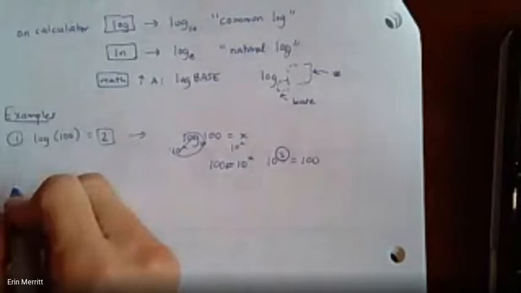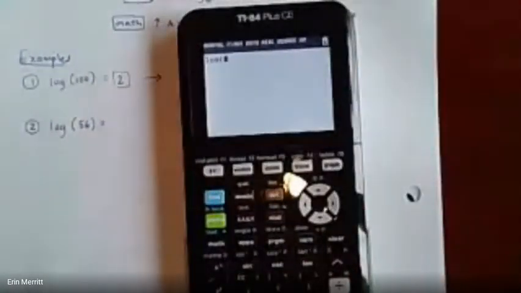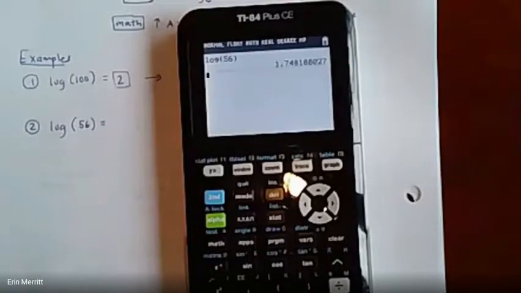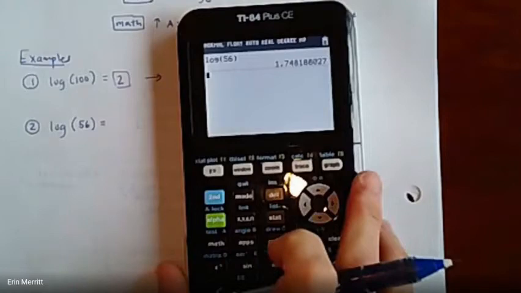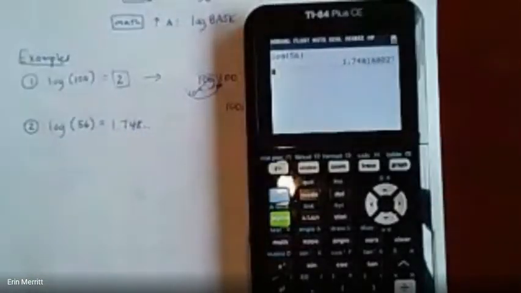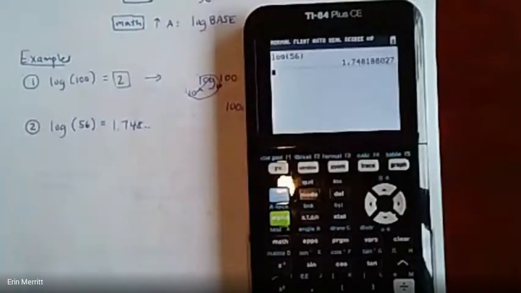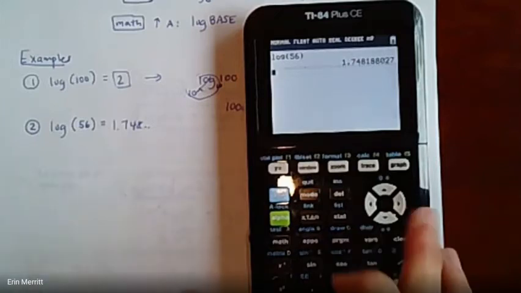So what if I ask you to evaluate the log of something like 56? Well, the calculator can handle it. We could estimate it, but let's talk about why the answer makes sense. So type it in. If we do log of 56, you're going to get some crazy decimal. If we just write it to a couple places, like 1.748, and we'll just add dots to acknowledge that it keeps going. What I'd want you to think of is, you're saying 10 to what power equals 56? Well, 56 isn't a power of 10, which is why you're getting a decimal answer.